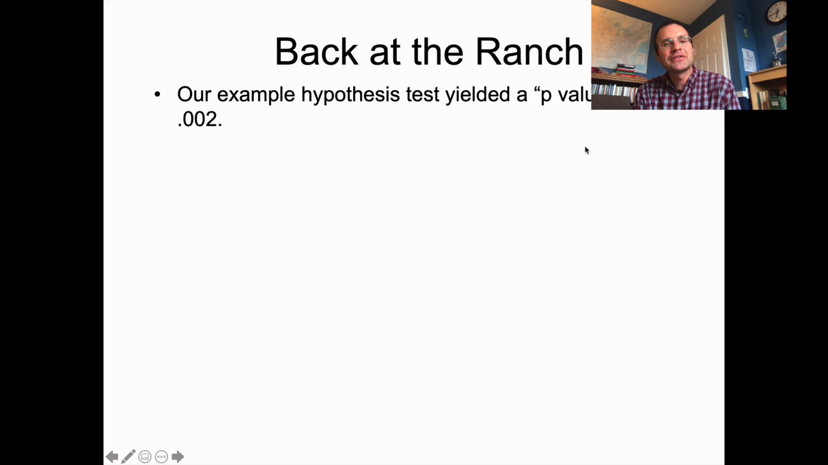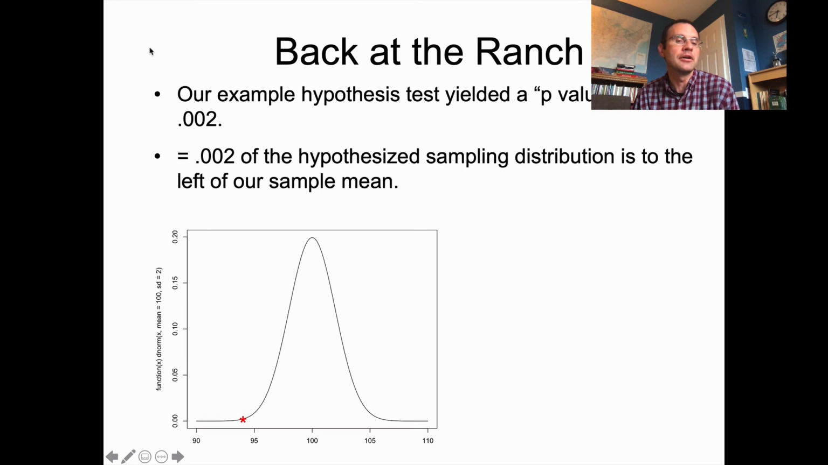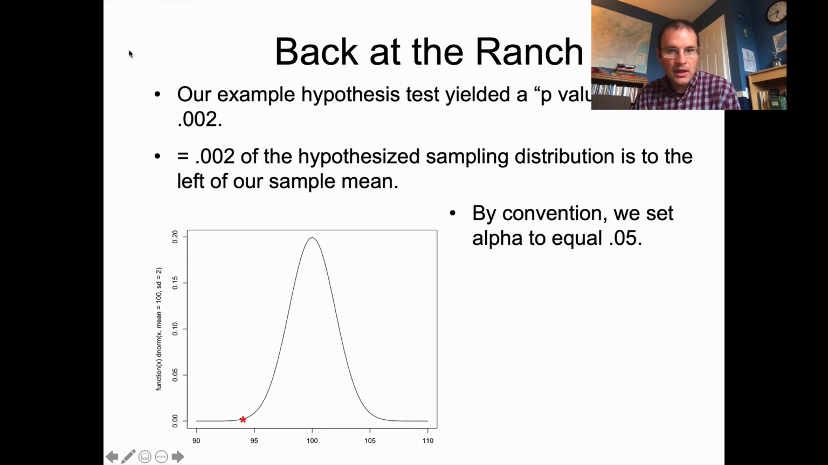Our example hypothesis test yielded a p-value of only 0.002. What does that mean for our hypothesis? That means that 0.002 of the hypothesized sampling distribution is to the left of our sample mean. That's a small amount of the whole thing. And I'm drawing up here again to kind of give you the graphical interpretation of it. And like I said before, by convention, we set alpha to equal 0.05.